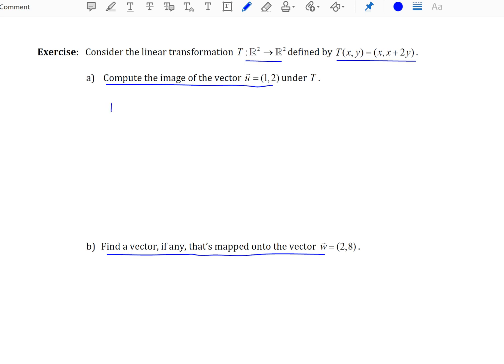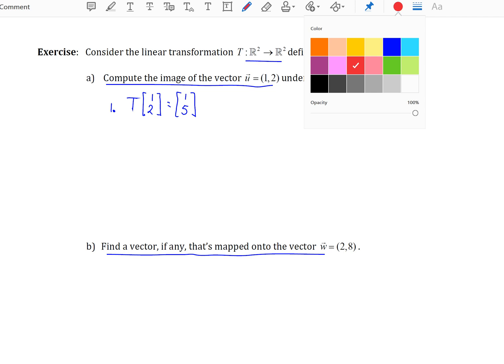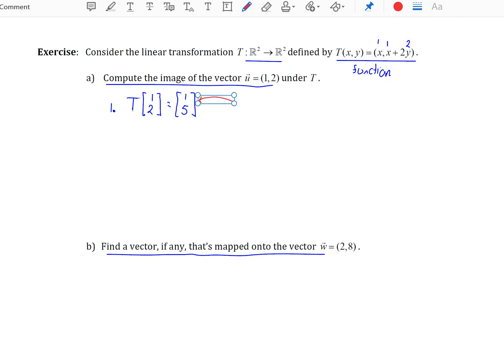I actually think there's two ways you could do part A. First way, you could literally just take your given function and apply that function to the input (1, 2). So if you take the ordered pair (1, 2) and plug it in, x is 1, y is 2, I think we get back the ordered pair (1, 5). This is the image. This is what (1, 2) looks like. (1, 2) gets transformed to the vector (1, 5). That's the image.